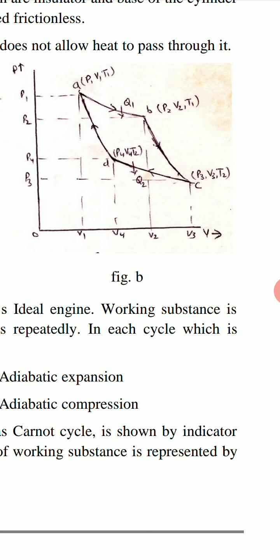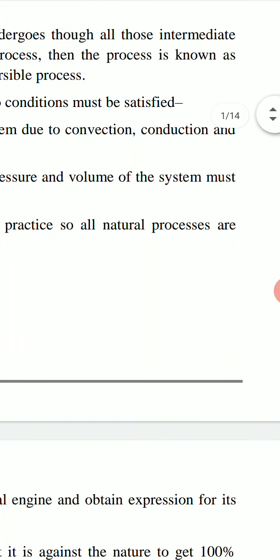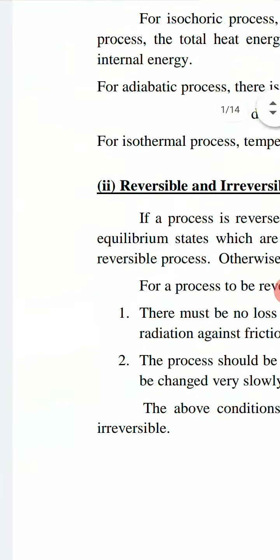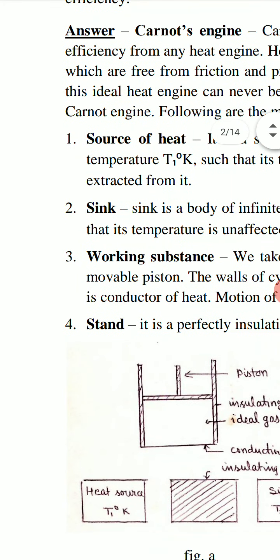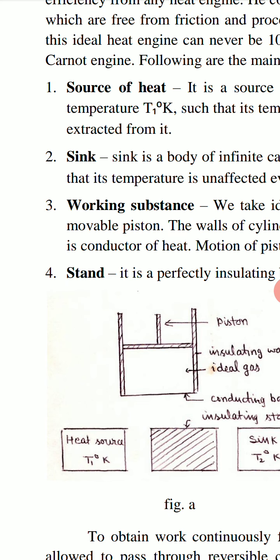Point A represents state of working substance, that is ideal gas, initially. Initial state is represented by point A. Here pressure is P1, volume is V1, and temperature is T1. This cylinder is kept on heat source of temperature T1 degree Kelvin.